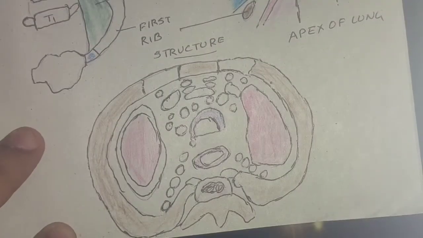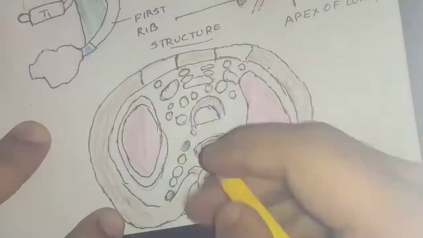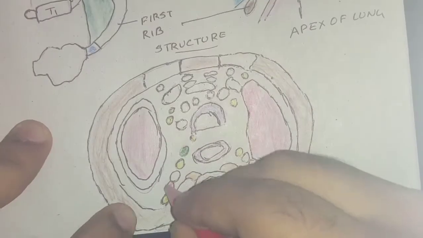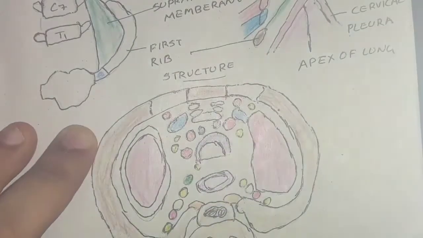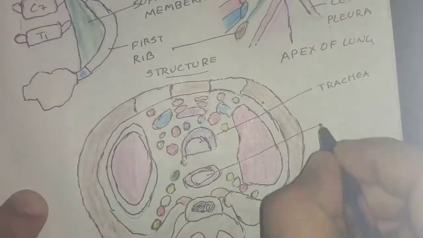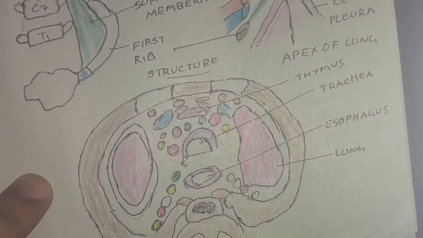Before that we should complete this diagram. All these are the structures that pass through the inlet of the thorax. Okay, now our diagram has been finished. So now for the viscera. The viscera include the trachea, esophagus, apices of the lung with pleura, and remains of the thymus.